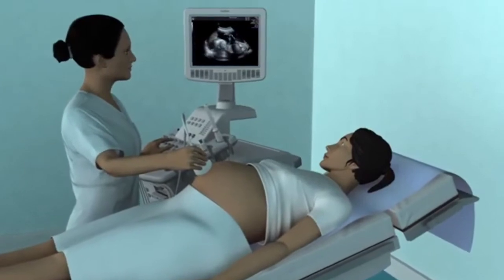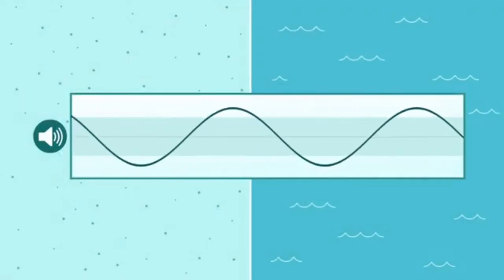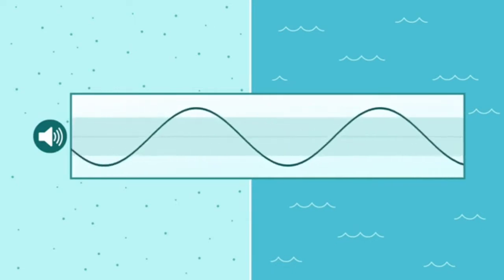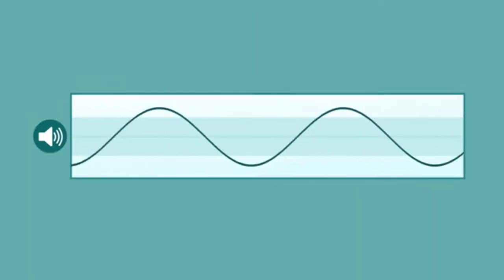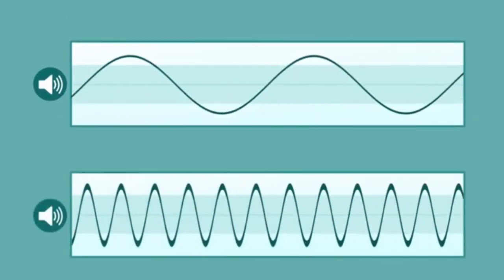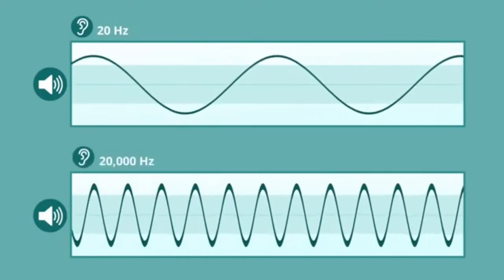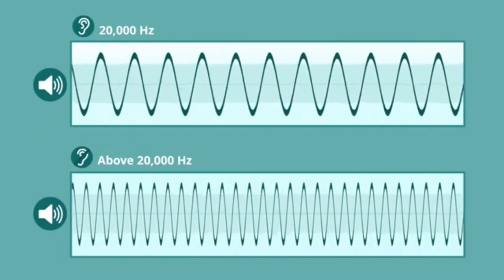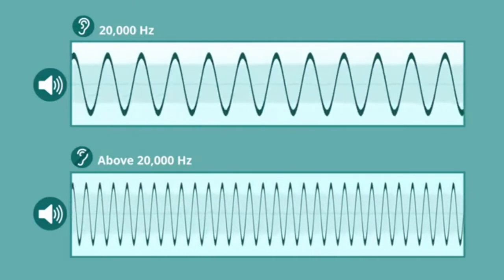Sound is produced by the vibration of molecules within a medium, such as air or water. Sound travels through different mediums as waves of pressure and is characterized by its frequency, which is measured in units called hertz. We can hear sounds between 20 Hz and 20,000 Hz. The term ultrasound is used to describe sound waves with frequencies beyond human hearing, higher than 20,000 Hz.